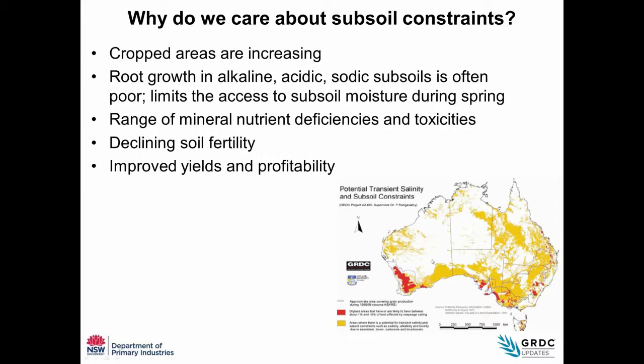Again, this map of Australia shows the severity of the spreading of the subsoil constraints. In this case, it is dryland salinity and sodic soils across Australia. This is not just a farming area, but all the soils across Australia. So what it shows is that it's quite an important issue to be tackled.